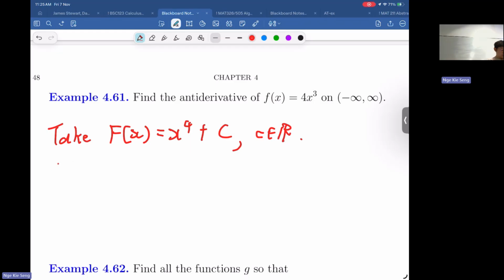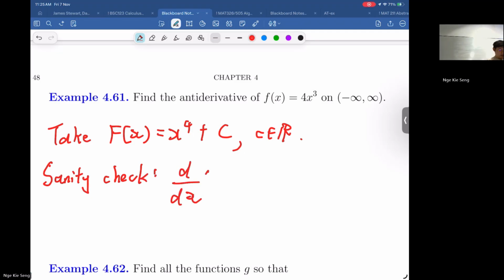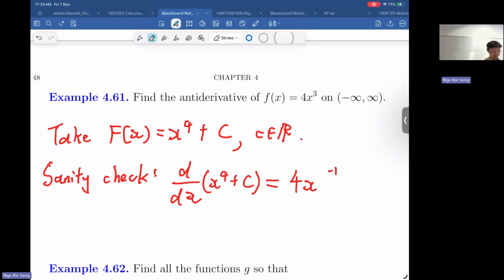Okay, so let's differentiate. Sanity check. We differentiate x to the 4 plus c. Do we get 4x cubed or not? We take the 4 down, x to the 4 minus 1, and plus c gives 0 after differentiating. So we really get 4x cubed. Good.